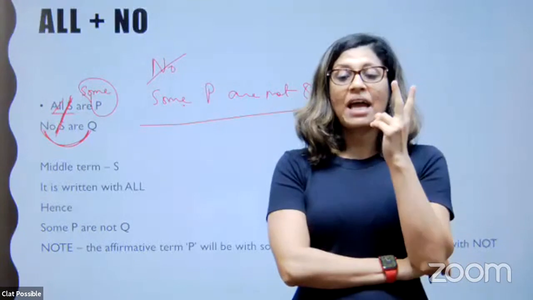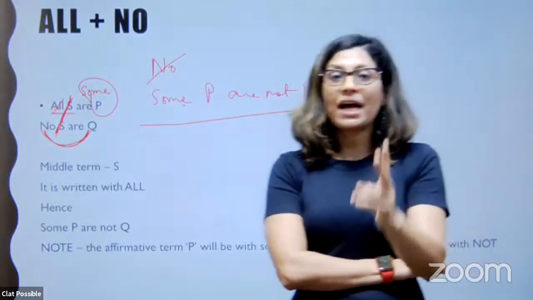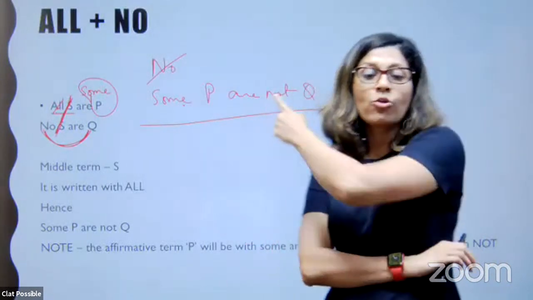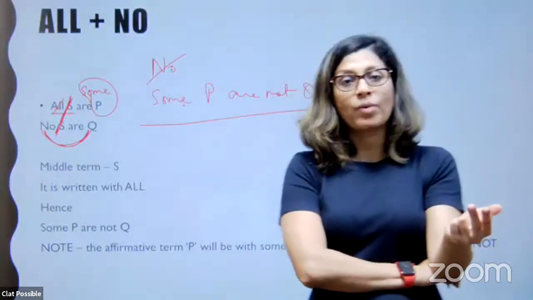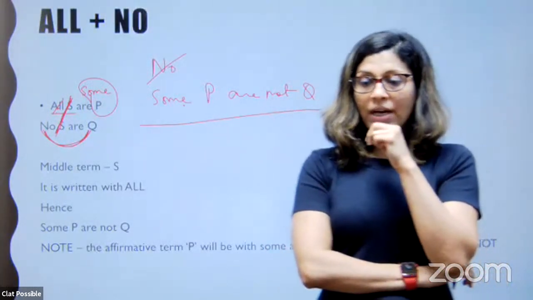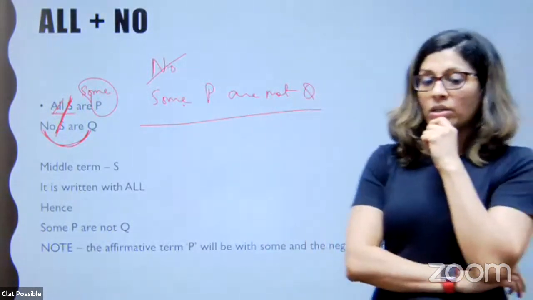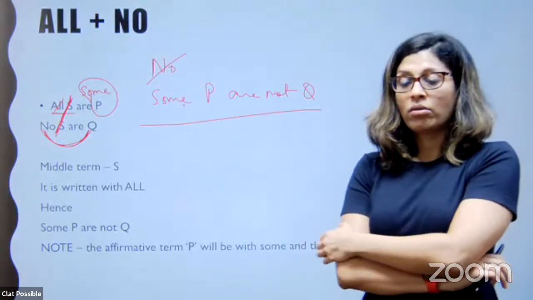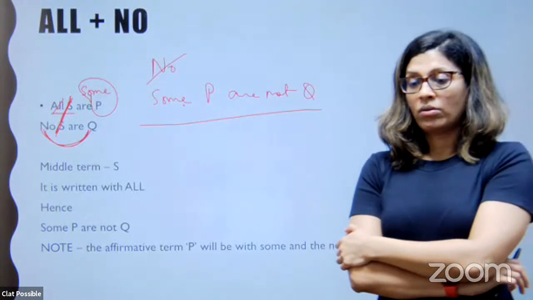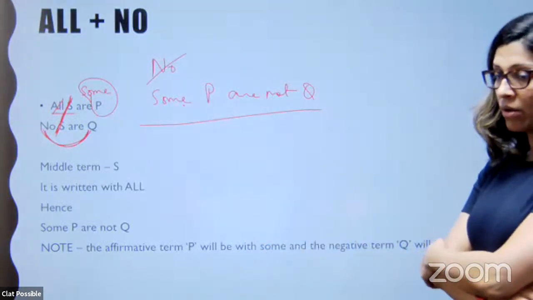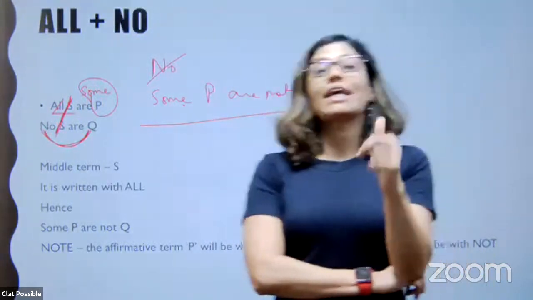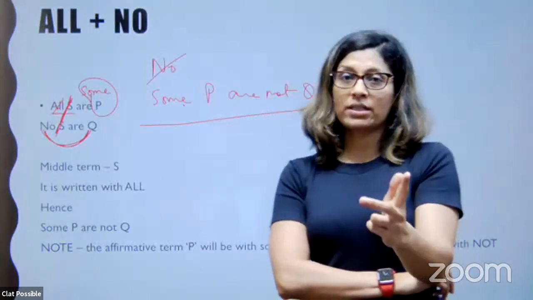Only two statements can be written both ways, some PRQ and no PRQ. All cannot be written both ways. You have just seen it. Sum not cannot be written both ways. Got it? I've just told you the rule. So these are the only two things for no. Either you will get a no answer or you will get a sum not answer.